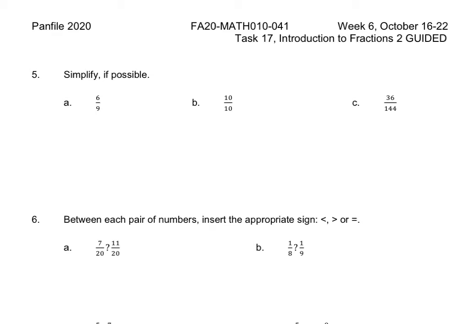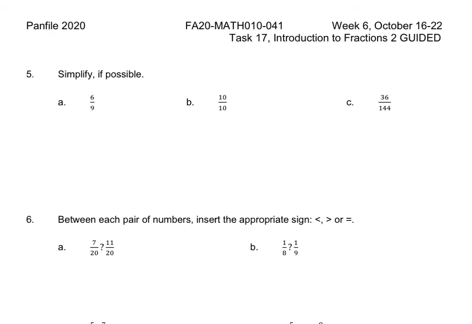So if you look at 6 and 9, and you look at factors, 1 and 6, 2 and 3, 1 and 9, 3 and 3. What is the GCF that they both have? The greatest common factor. It's a 3, which means that the number that they are both divisible by is a 3, which means that you can divide the top by 3 and you can divide the bottom by 3.